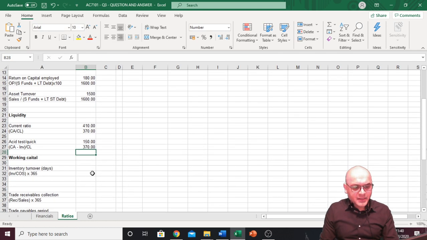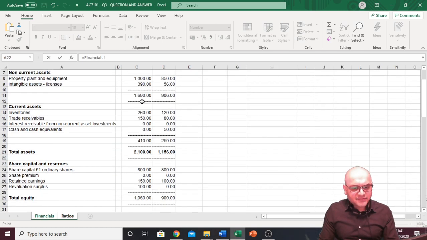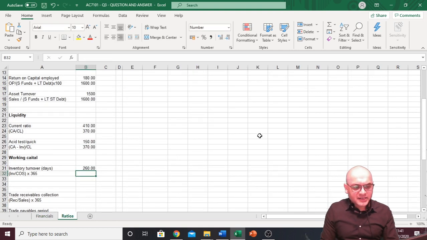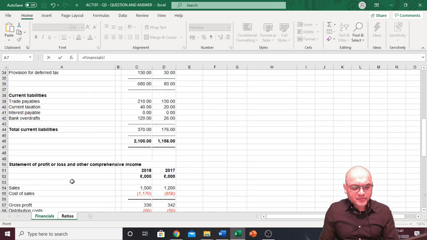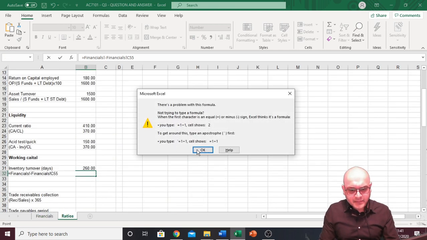Okay, then inventory days will be inventory divided by cost of sales. So equal to sign, go to financials, and then find the inventory for 2018, which is in current assets. 260 divided by cost of sales, and that's in the statement of profit or loss. So that's the cost of sales there. But if we just take the same figure, it will be minus. So we want to turn it into a plus figure. So we'll put a negative sign first and then select the cell. So it turns plus. Click OK.